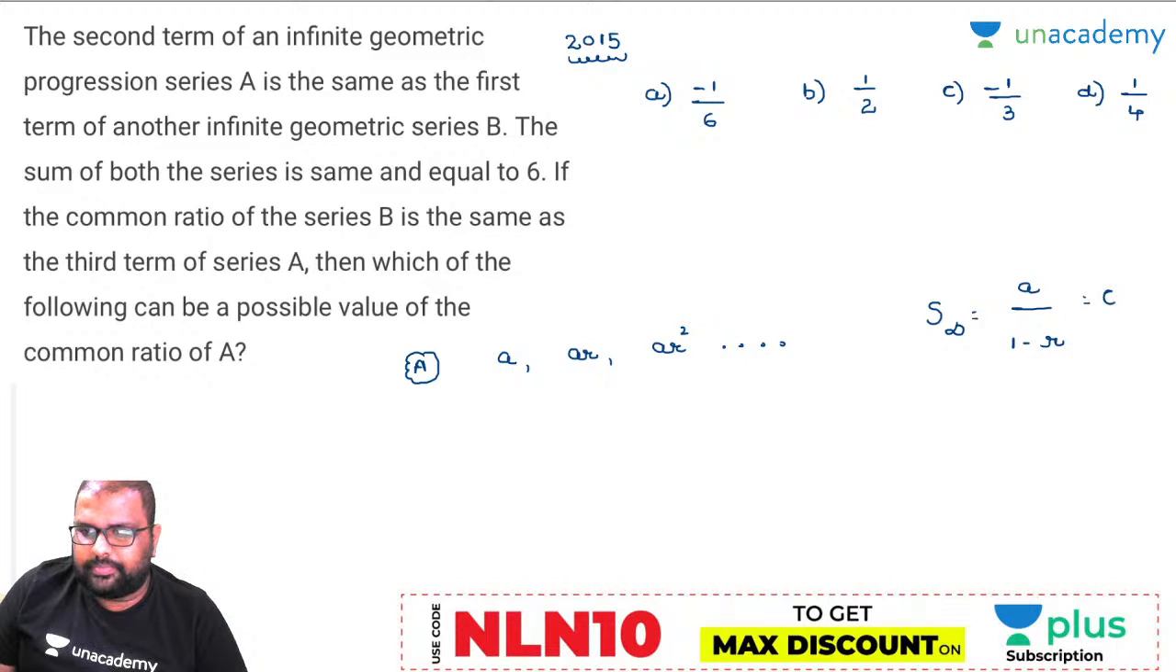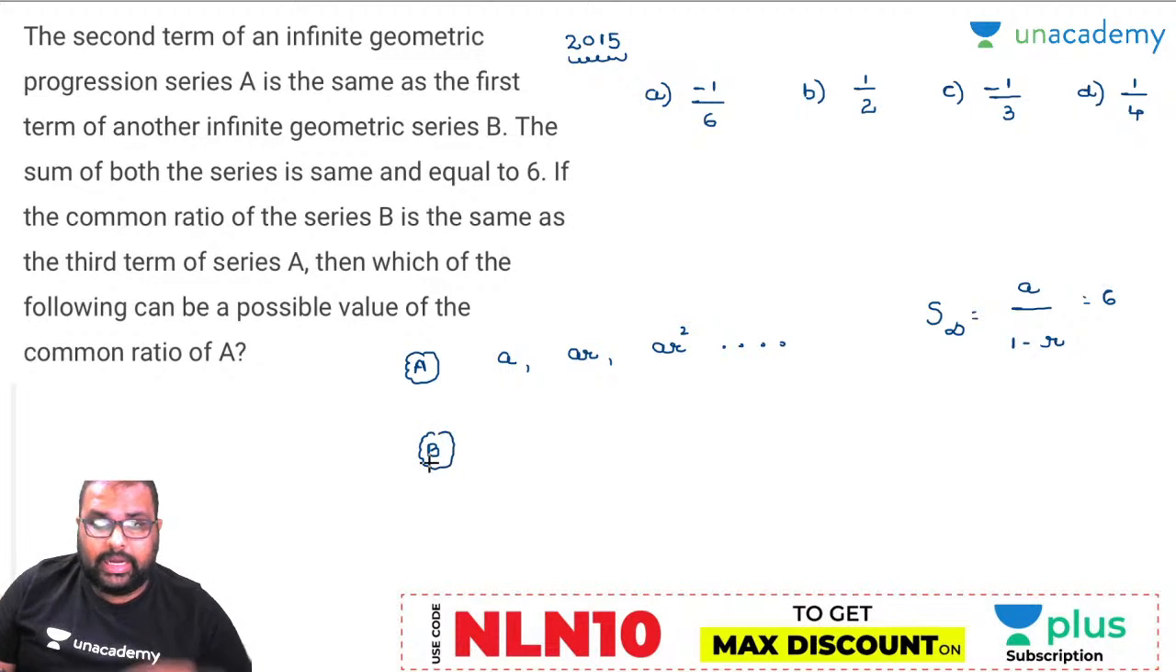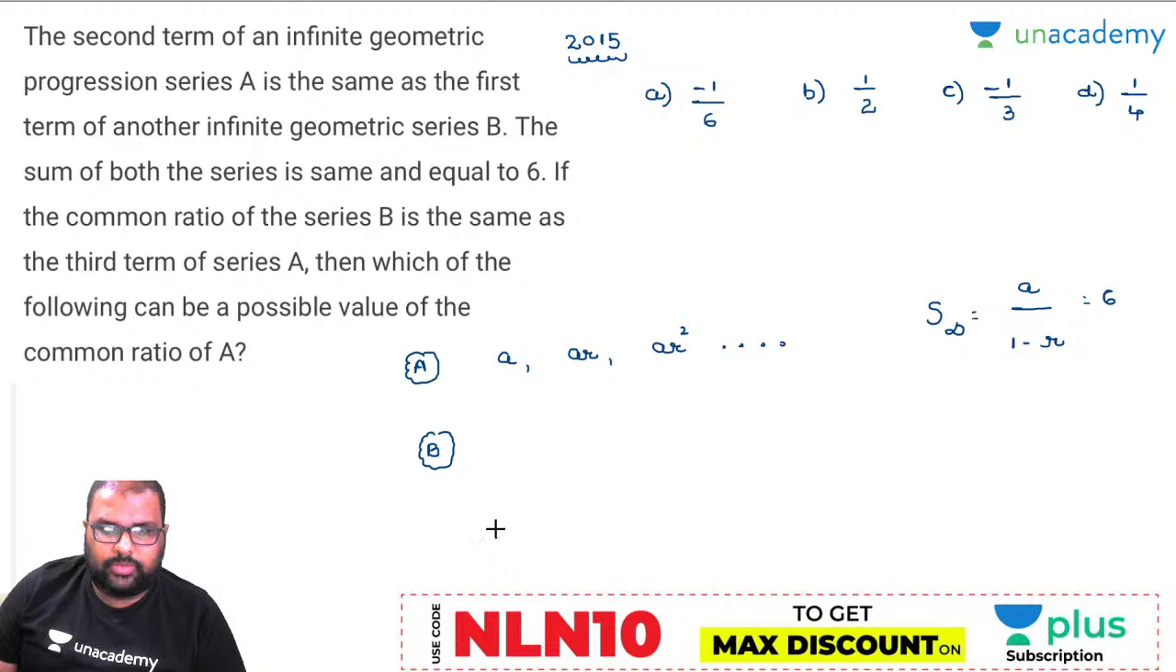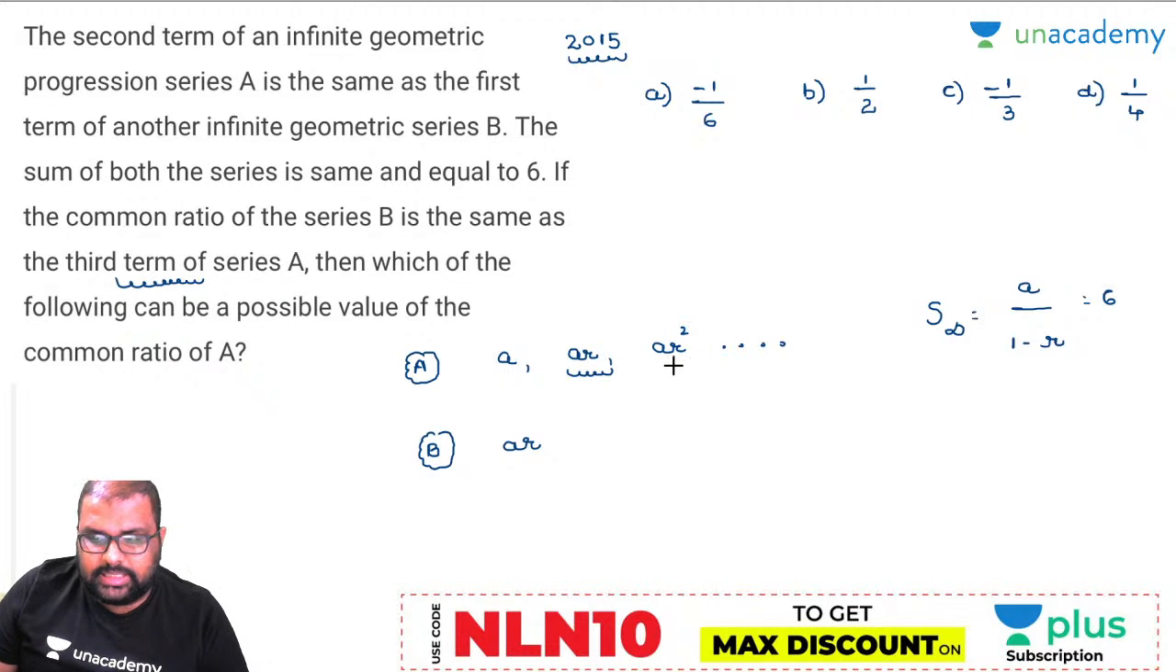So I'll write down here. Come to the next series B. What is the next series given there? The second term of infinite geometric progression series A is the same as the first term of another infinite geometric series B. Now the second term of series A will be the first term. And what more is given there? The sum of both series is the same and equal to 6. If the common ratio of series B is the same as the third term of series A, the third term of series A is AR square.